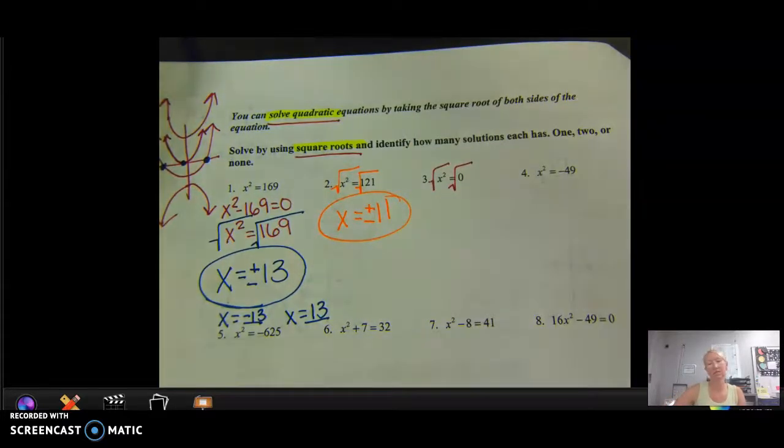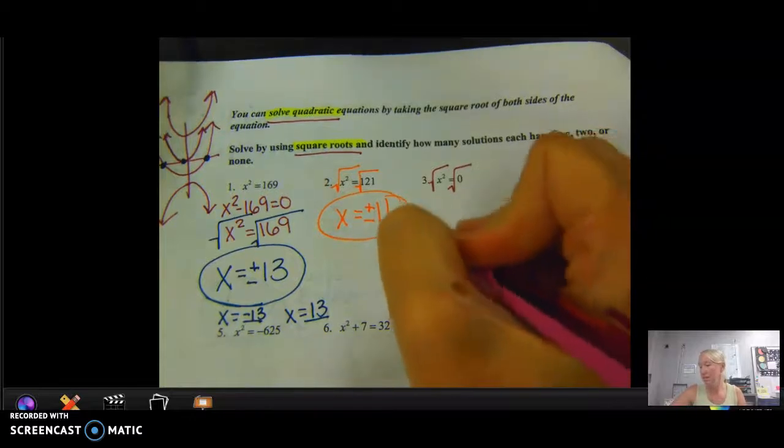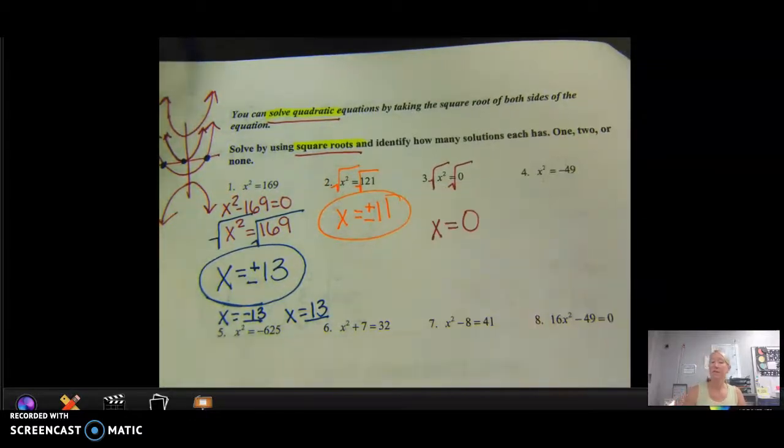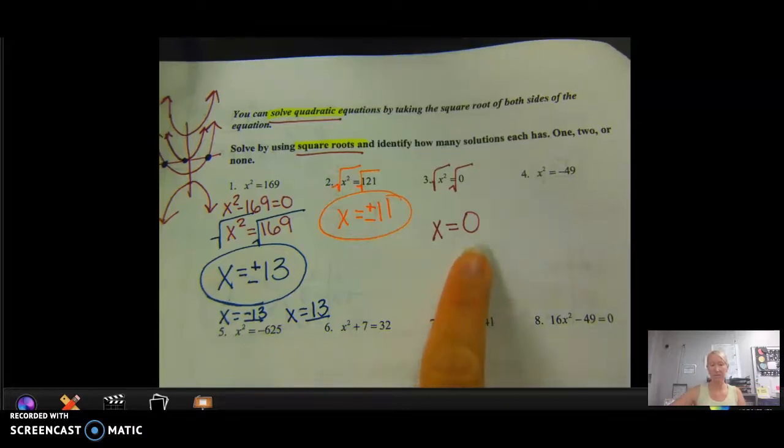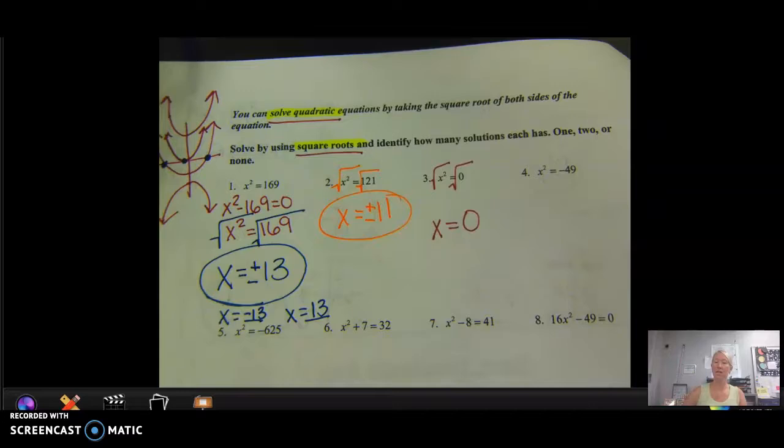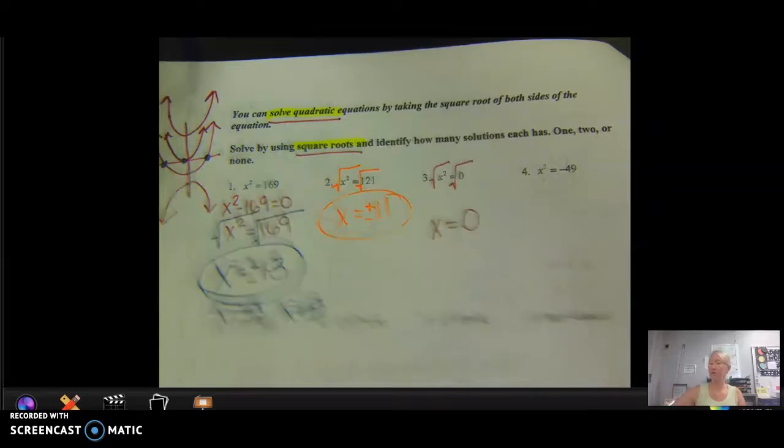Next one, square root of 0. So what times itself equals 0? Well, 0 does. So x equals 0. Now, here's an example where I only have one solution. Because is 0 positive or negative? No, it's not. It's just kind of its own different thing. So it is not positive nor negative, so you have one solution here. It is 0. So if there's two blanks, most likely you'll put NA in the other blank.